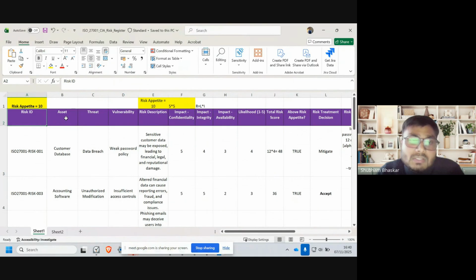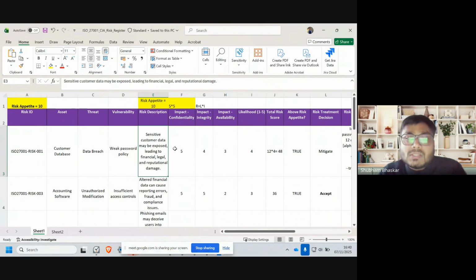You put down details such as, these are the assets. For this asset, this is the threat. For example, customer database. I'm going to take only one example. Let's say that there's a customer database. There's a threat of data breach because the clientele list is very huge. What's the vulnerability in that database? Well, the password is very weak. The password is password123, for example. So what is the risk here? What is the risk of the threat exploiting the vulnerability? That's the risk description: sensitive customer data within that database might be exposed, leading to financial damage, legal damage, and reputational damage. This is the risk.